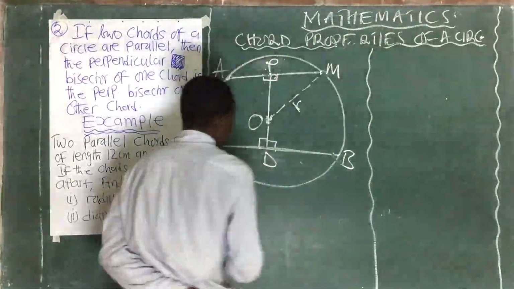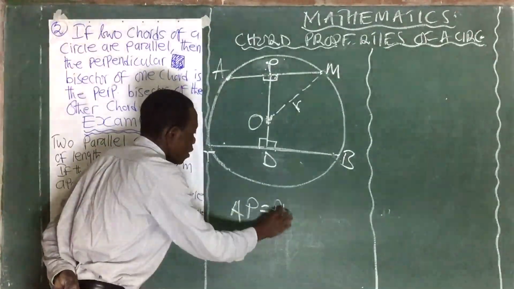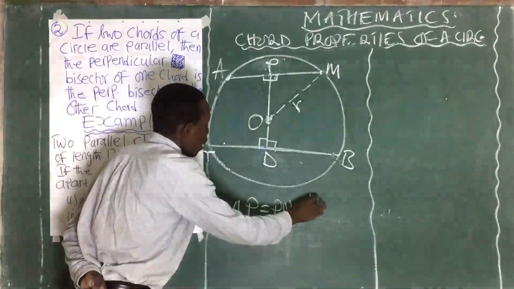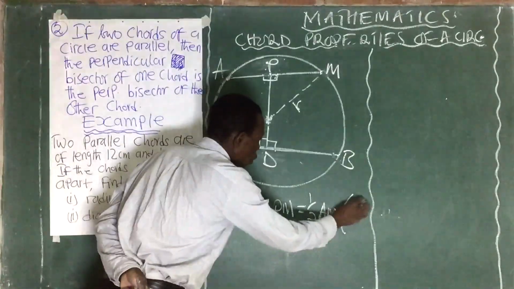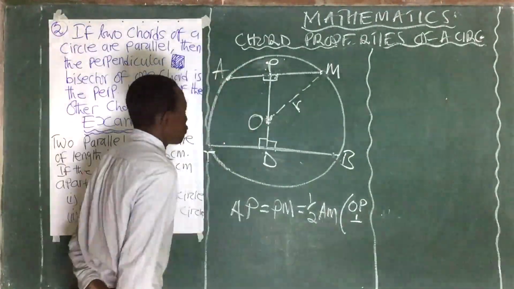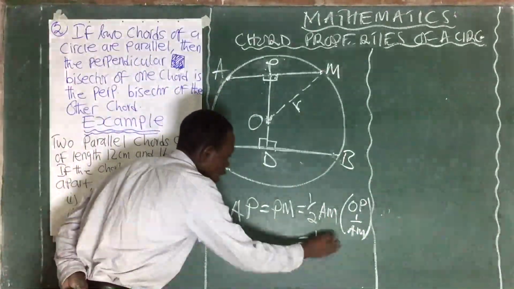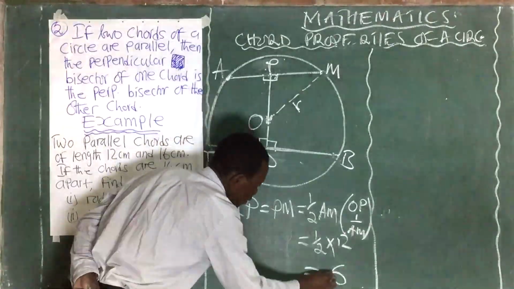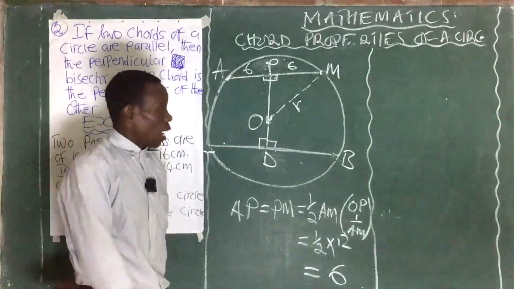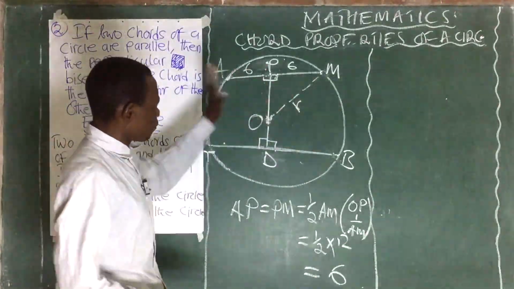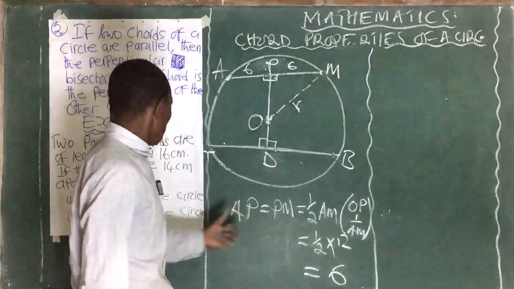So here we have AP being equal to PM, which is equal to half AM, right? Why? Because OP is perpendicular to AM. So the answer here is half times 12, and we get 6 aside. So it means from here up to that is 6, and from here up to that is 6, right? Remember, we're working for other variables before we target our variable of interest as part of the question.